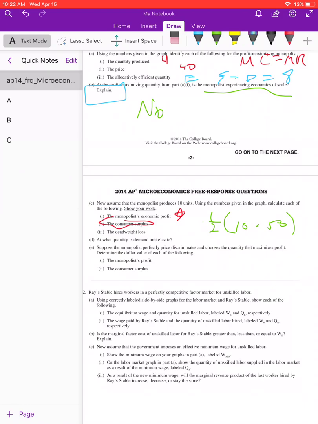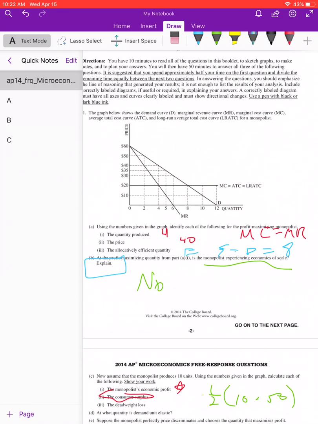At what quantity is the demand unit elastic? Okay, and so we have an easy rule here to remember. When our MR equals 0, right there, when MR equals 0, that spot up here is what we call the midpoint of the demand curve. That is where the demand curve is unit elastic. So the answer to the question is 6.